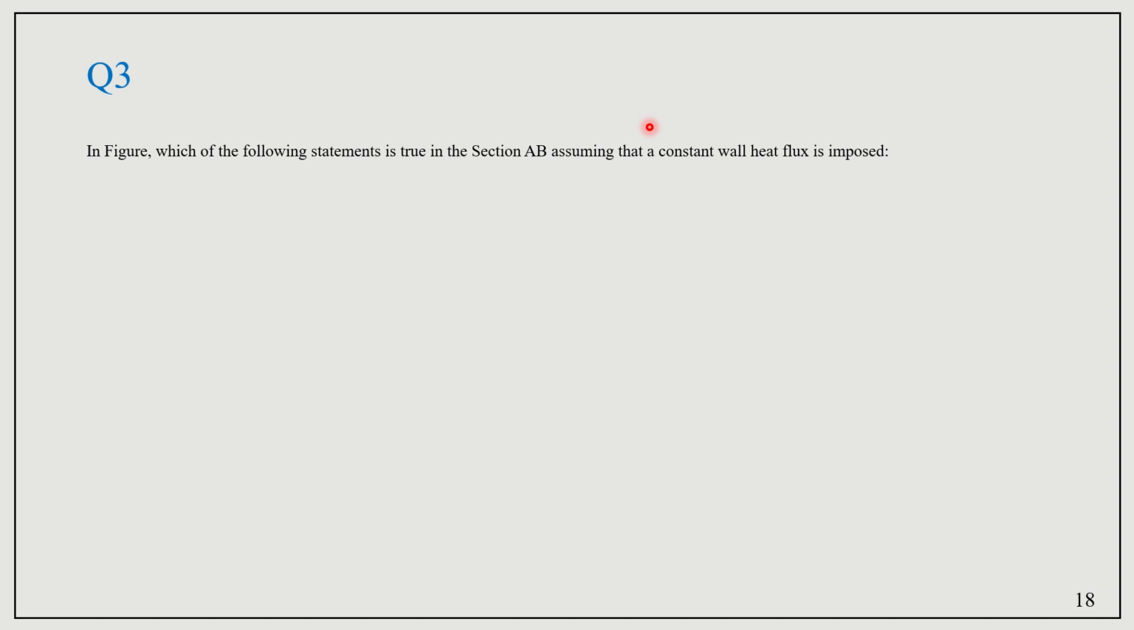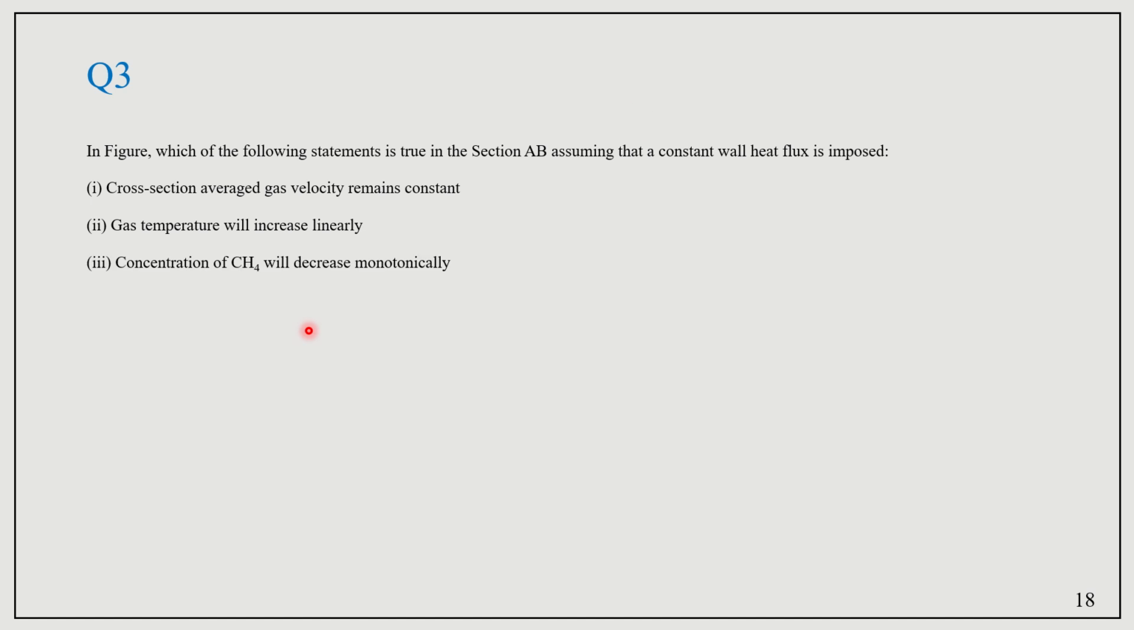So we look at the statements first. First one, cross-section averaged gas velocity remains constant. Second one, gas temperature will increase linearly. Third one, concentration of methane will decrease monotonically. So first one, cross-section averaged gas velocity remains constant. We cannot comment on it because A and B is the initial zone where we are preheating the reactants. So we cannot say.